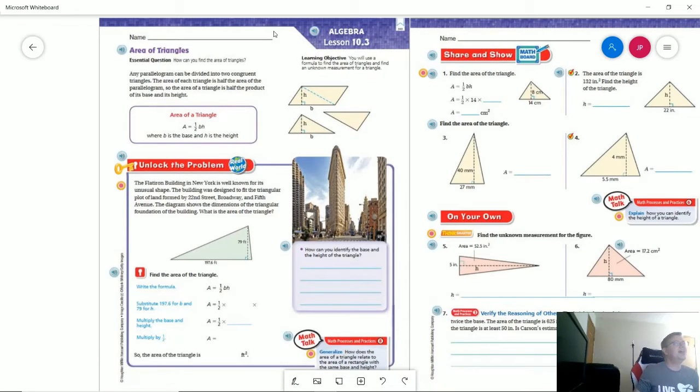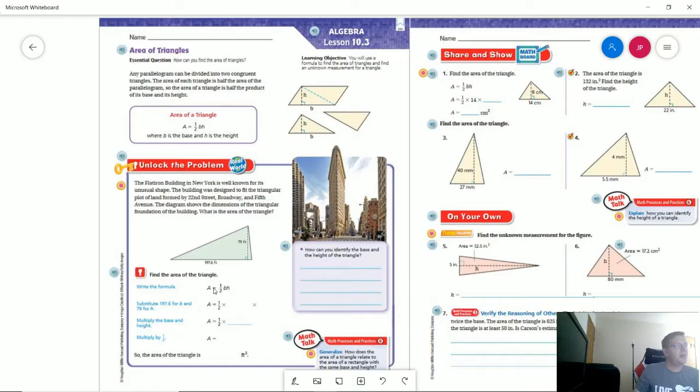So to start off with, if you're looking at the unlock the problem, get a calculator. It's not worth taking the time to actually write this out because it's a little bit ridiculous. So let's take a look at what we've got.